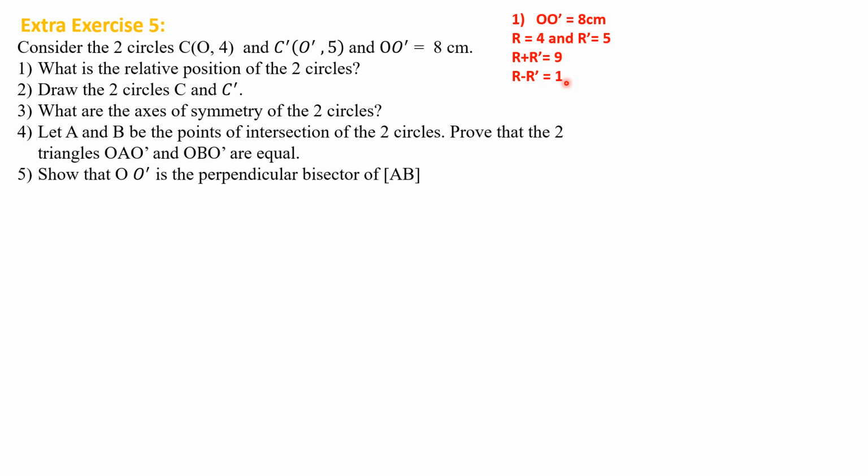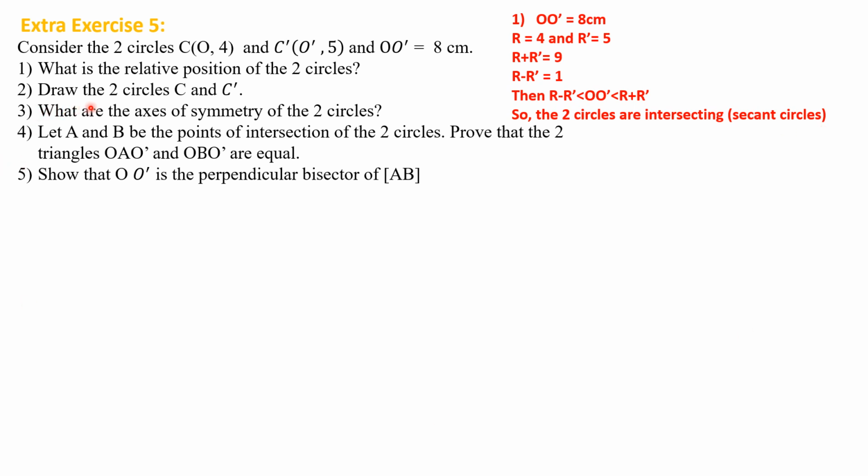The fourth step, we compare. Is 8 equal to 9? No. Is it equal to 1? No. 8 is in between 1 and 9. Alright, so whenever OO prime is in between R minus R prime and R plus R prime, these two circles are intersecting circles, or we can say secant circles.